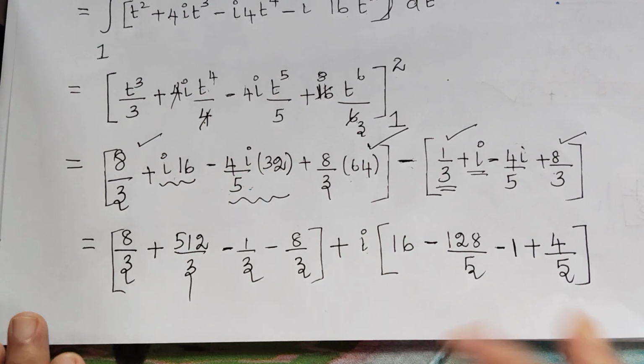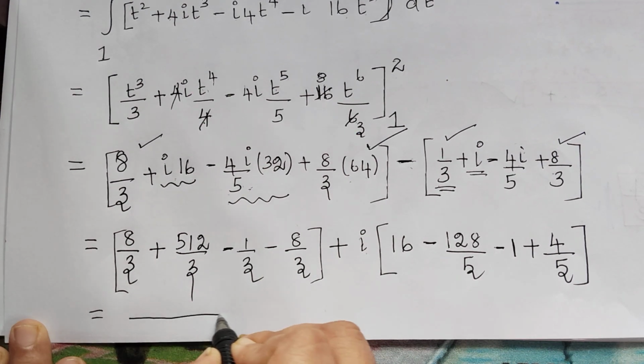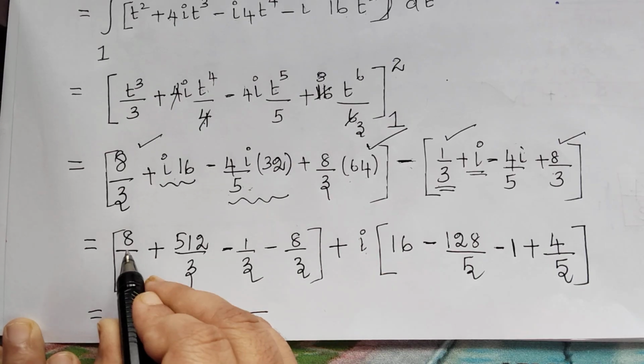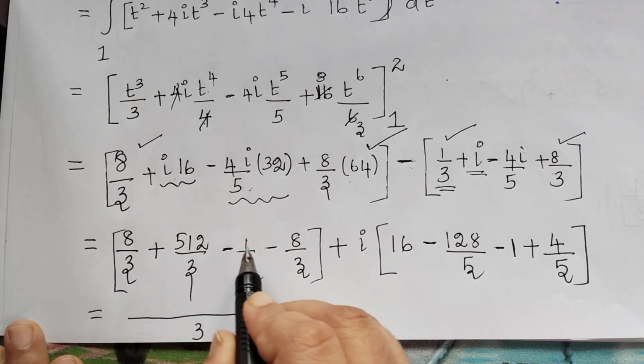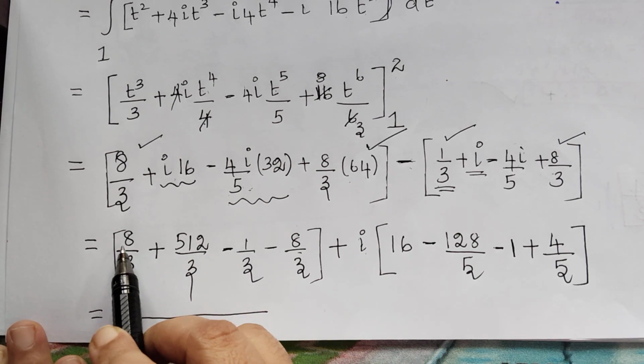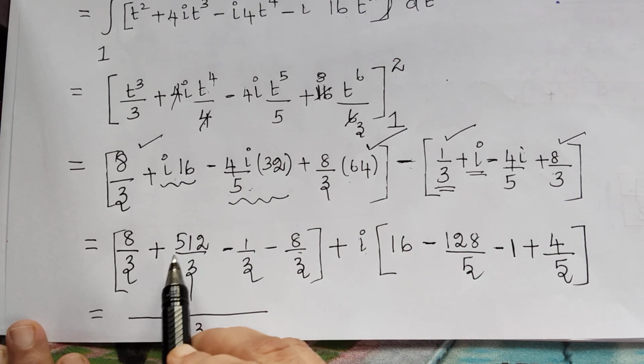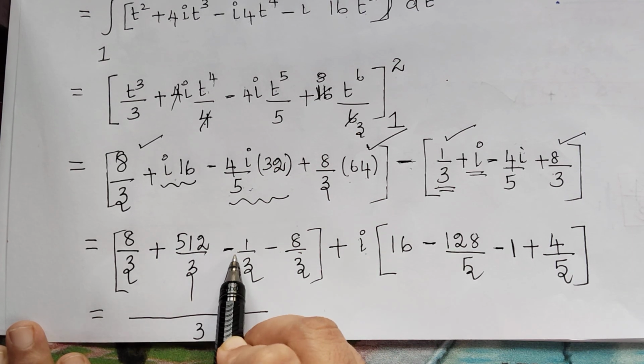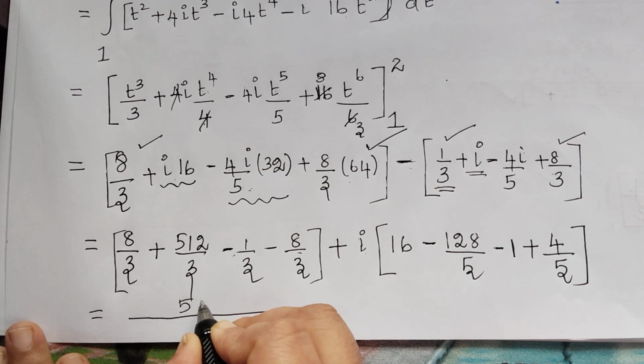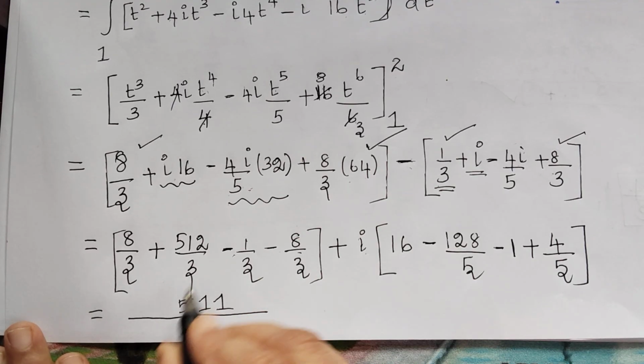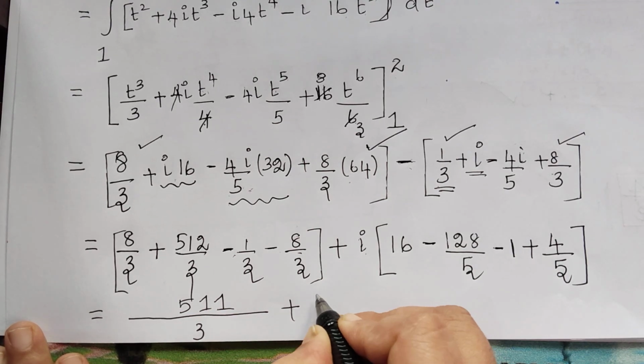Now on simplification, we see that here the LCM will be 3. And it will be 8 plus 512 minus 1 minus 8. So plus 8 and minus 8 will get cancelled. 512 minus 1 will be 511. So this is done. Plus i multiplied with.